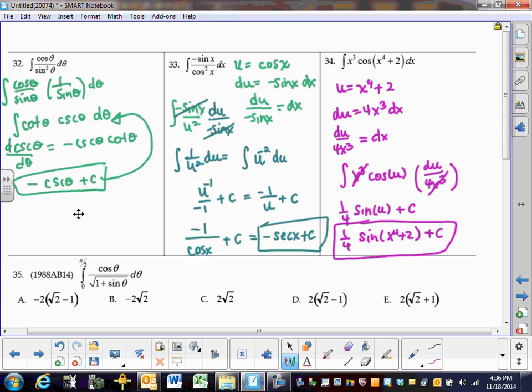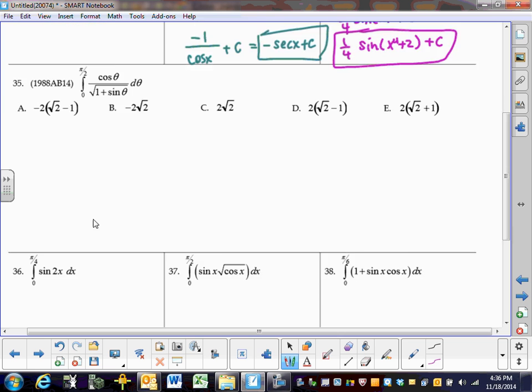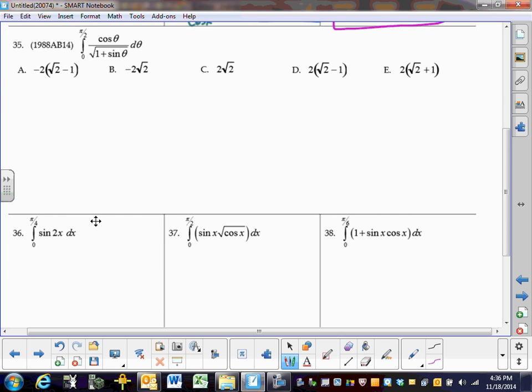Now, what happens when we do have limits? Remember, when we have limits, we never, ever, ever get back together with our x. So in this problem, the inside part, what's inside of another function, is the 1 plus sine theta. That means du is cosine theta d theta. So du over cosine theta equals d theta.